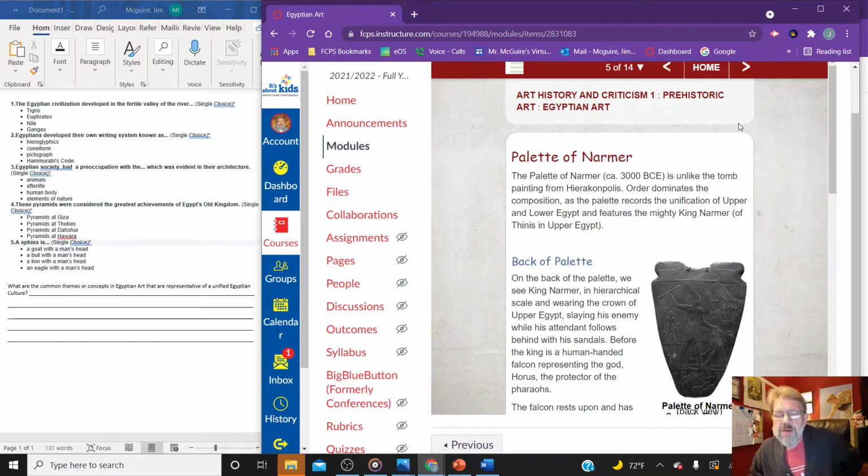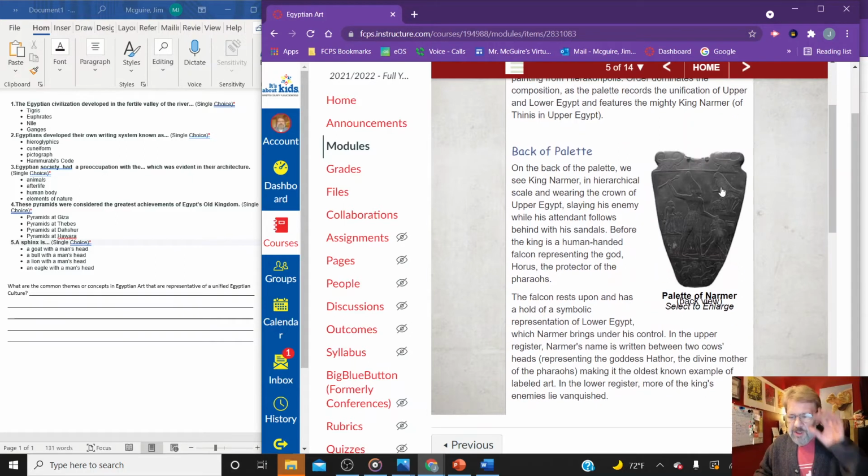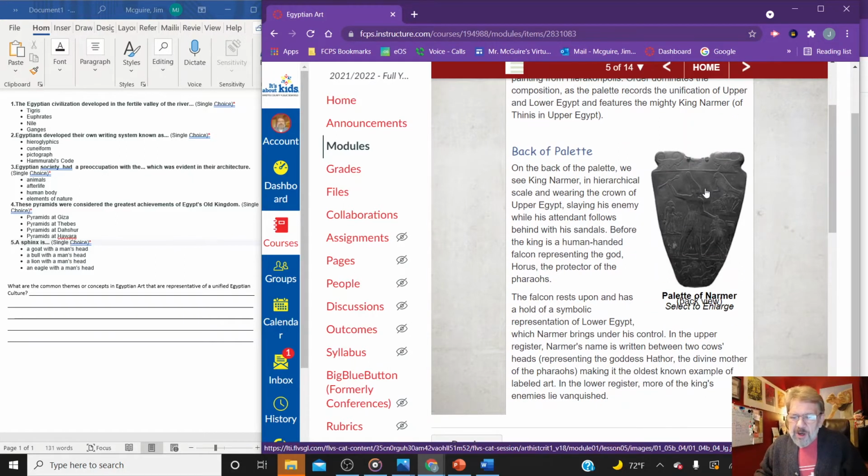Order dominates the composition. The palette records the unification of Upper and Lower Egypt and features the mighty King Narmer. And if you can see here, we talked a little bit about this last week about how the different size scale often projects the hierarchical. In the back of the palette, we see King Narmer in his hierarchical scale and wearing the crown of Upper Egypt, slaying his enemy while his attendant follows behind him in sandals.